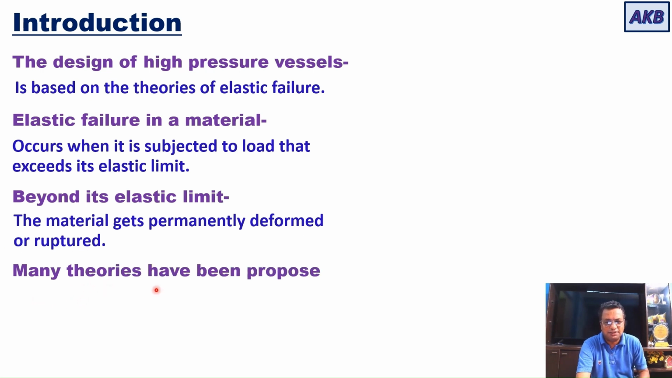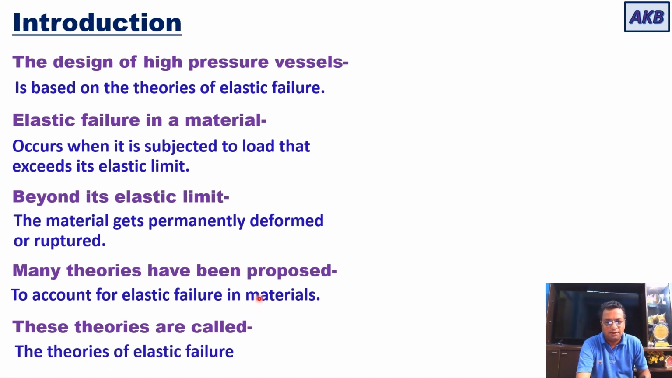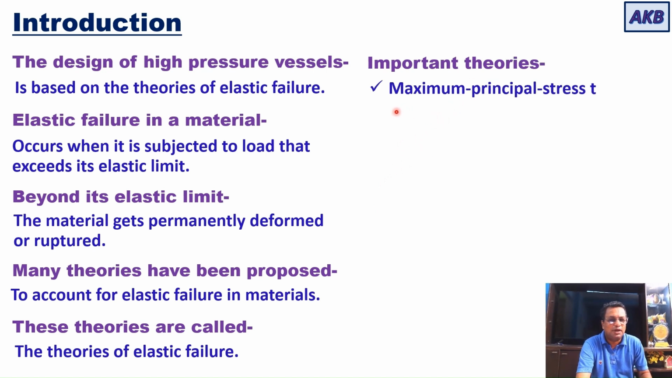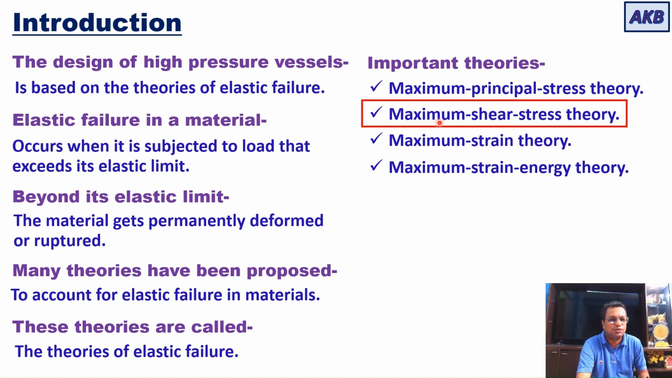So there are many theories that have been proposed in the literature to account for this elastic failure. And we call these theories the theories of elastic failure. Important theories of elastic failure: you have maximum principal stress theory, which I have discussed in my previous video. Then you have maximum shear stress theory. Today we are going to talk about this theory. Then you have maximum strain theory and maximum strain energy theory. Today we will be talking about the maximum shear stress theory.